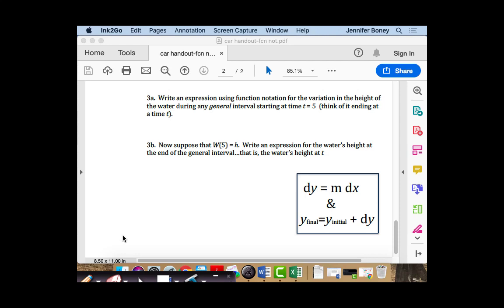and think of this as a demonstration, if we were to graph this, of what happens to the height of the water in the sink as time increases, and you can watch it increasing. But any general interval starting at t equals 5, thinking about what we did with the car, that's 5 through t. You can think of it as ending at t, but we can let t be whatever we want. The way it's written, it seems like t should be larger than 5, but it doesn't even have to be. Any general interval starting at t equals 5.